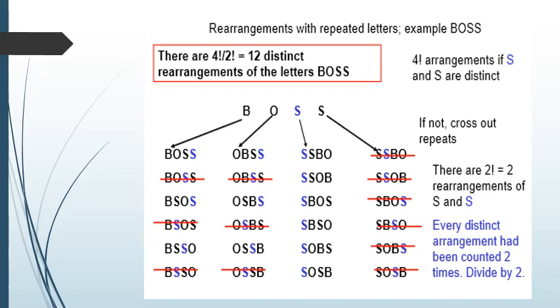Rearrangements with repeated letters. Example: BOSS. There are 4 factorial over 2 factorial, which is equal to 12 distinct rearrangements of the letters BOSS. There are 4 factorial arrangements if the S and S are distinct. If not, cross out repeats. There are 2 factorial, which is equal to 2, rearrangements of S and S. Every distinct arrangement has been counted 2 times, so divide by 2.